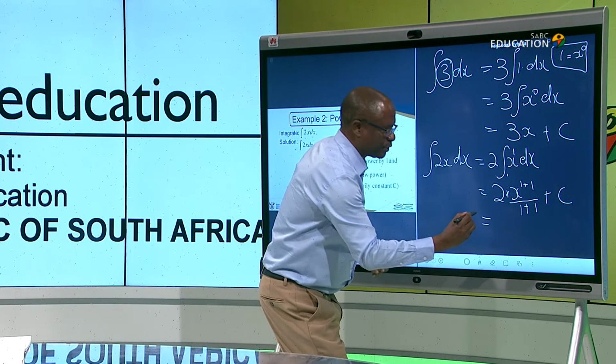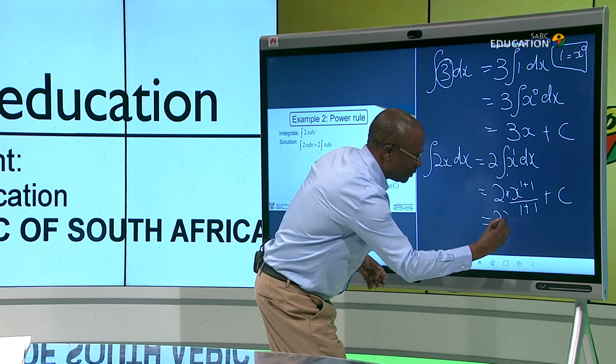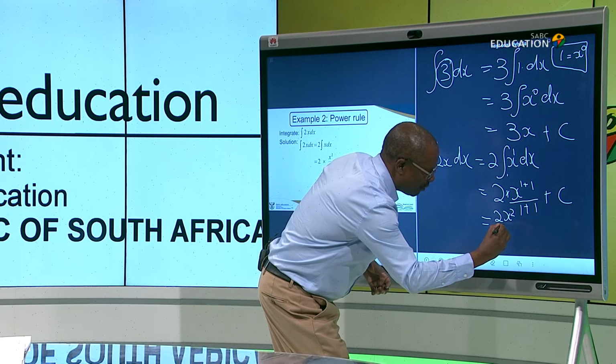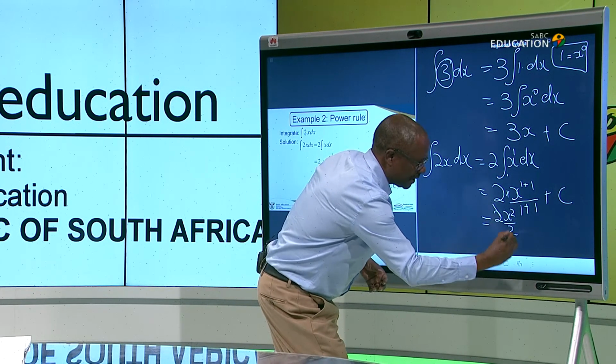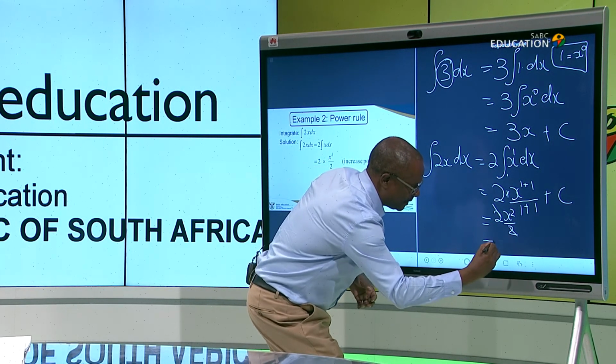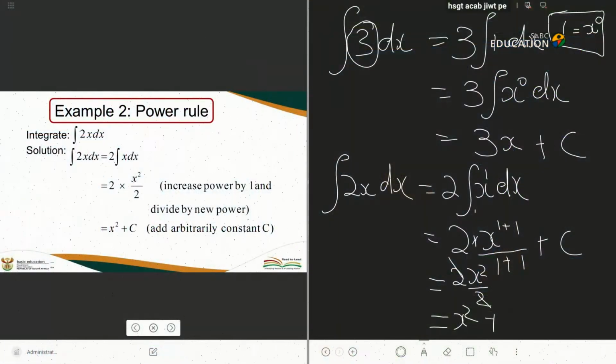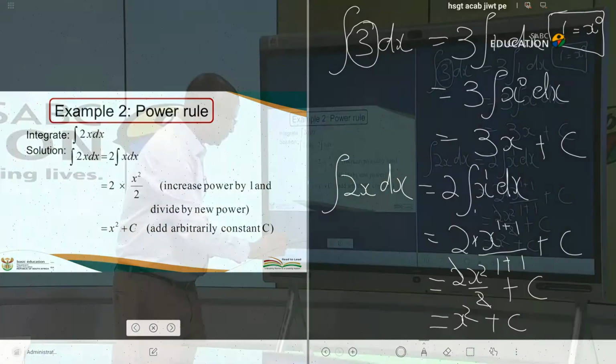Wherein this will be equal to 2x squared over 2. This we can divide, and now your answer is x squared plus c. Always don't forget to put that arbitrary constant c. Then now we have x squared plus c. Yes, it's x squared plus c. Then your answer is complete.